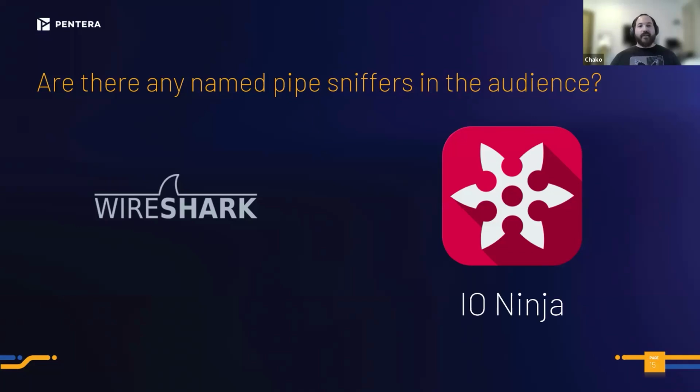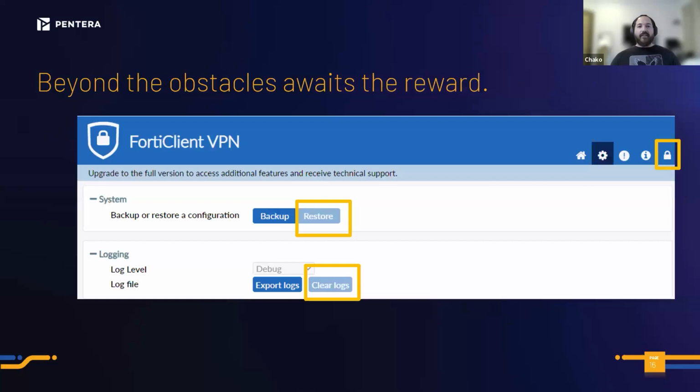Now, you probably know this if you ever used Wireshark, that you get a lot of data there. It's hard to understand what is relevant, what is less relevant, and what you should do with it. So I decided to put my focus on specific parts. In this case, looking at FortiClient VPN, I noticed that there are grayed out buttons that I couldn't click on with my low privileges. And I know as a security researcher that beyond the obstacles awaits the reward. So I was like, okay, that's interesting. Let's go look how this thing works.